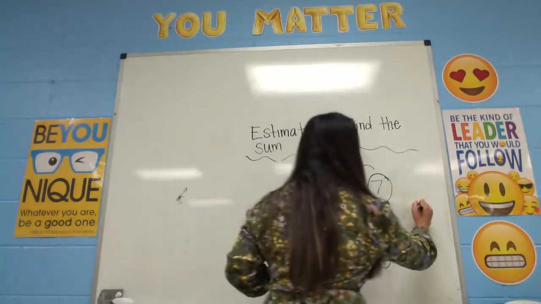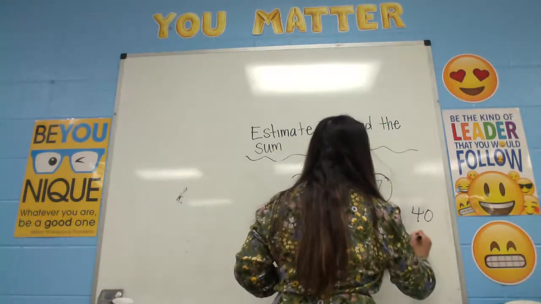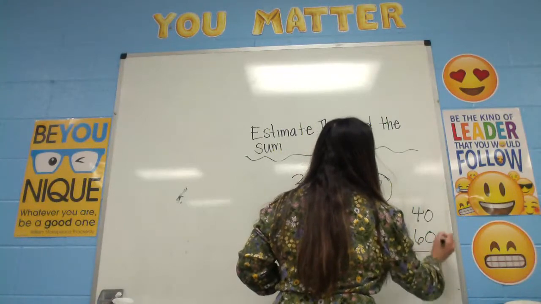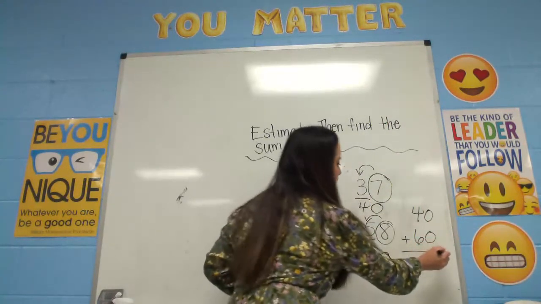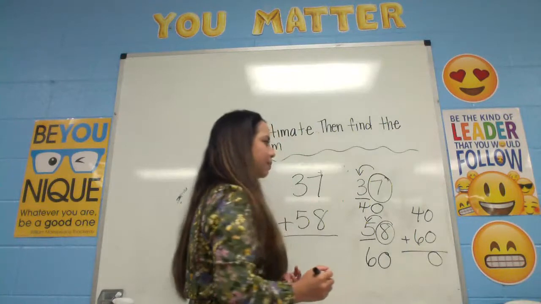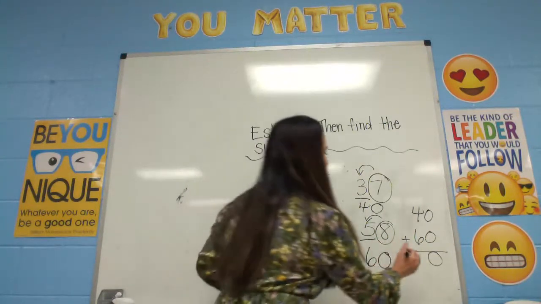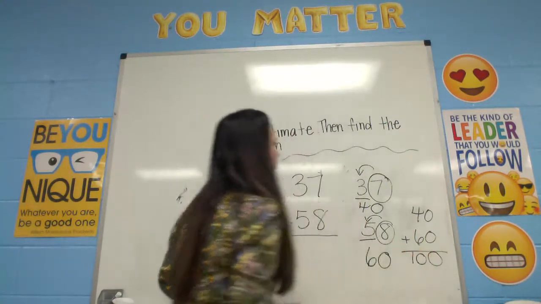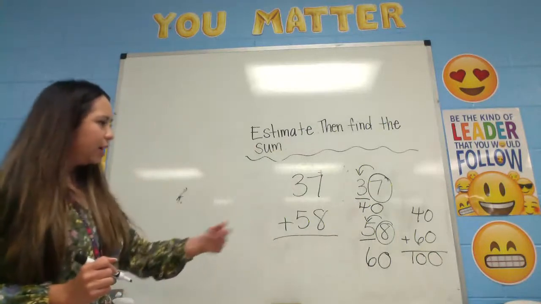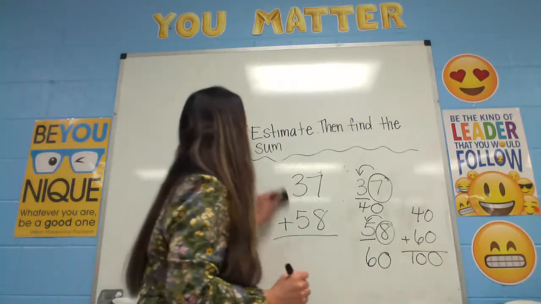Now I'm going to come back over here and rewrite 50 plus 60. 0 ones plus 0 ones is 0. 6 tens plus 4 tens is 10 tens. So our answer is 100.